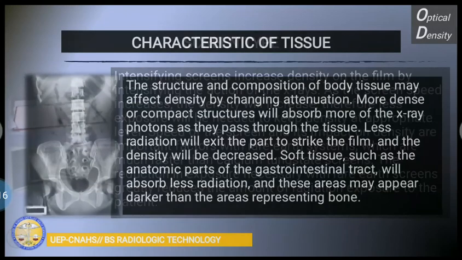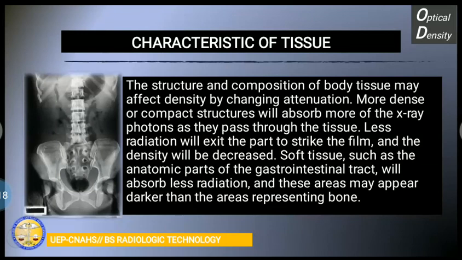Next is the characteristic of tissue. Yun yung sinabi ko kanina, class. We have the radiolucent versus the radiopaque tissues. Again, radiopaque, appearance niya sa radiograph is white. Yung radiolucent naman, appearance niya sa film is black.